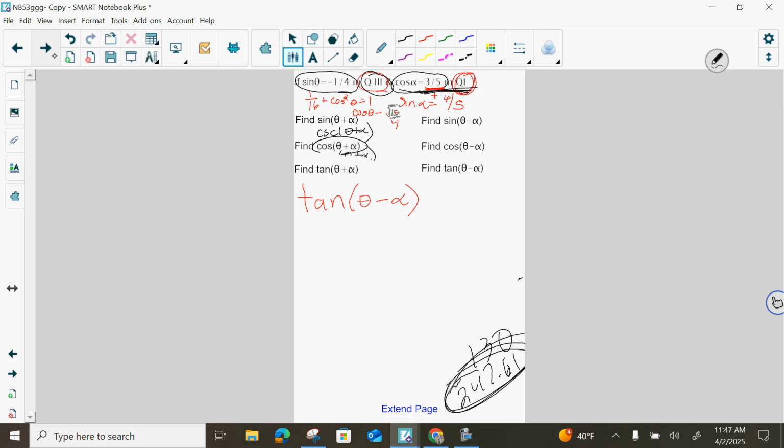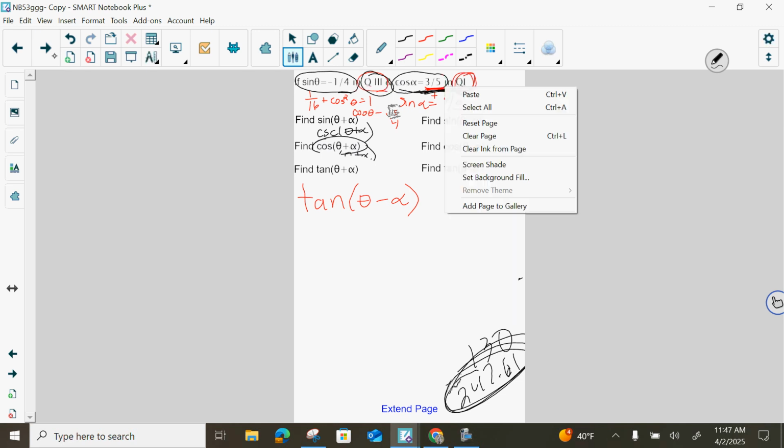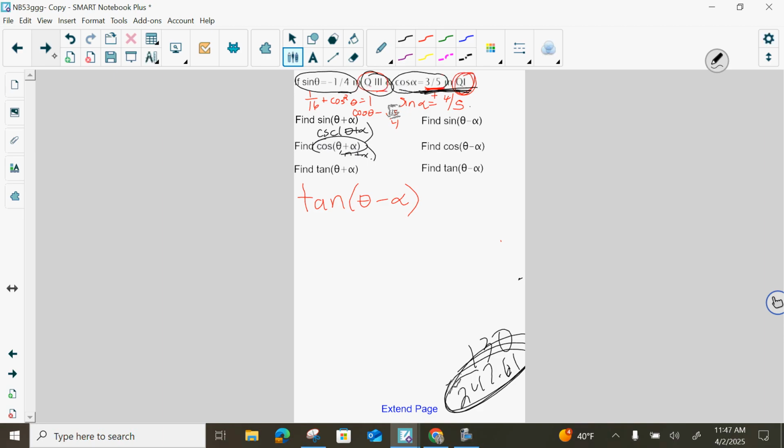Oh, even easier than that. You're making more work for yourself, right? Don't I have sine and cosine of alpha? So can't I get tangent of alpha really easily by going sine over cosine? Right? 4/3. You could totally do what you're doing, right? You have cosine, so you could make that your denominator and just do sine.